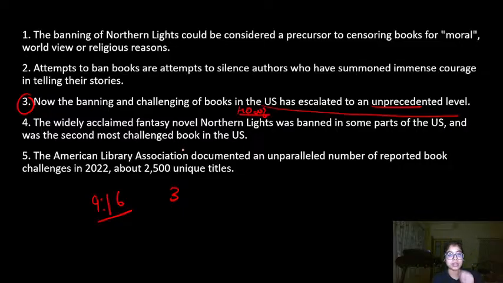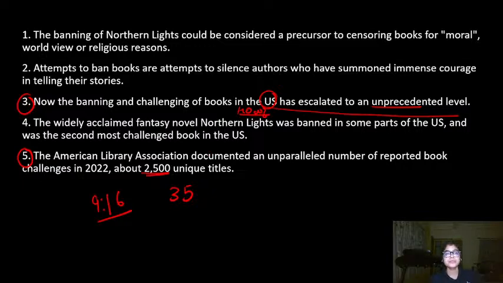Okay. The next one possibly would be some company in the US, so it should give you evidence of how and why it has increased. Fifth is doing exactly that. Okay, the American Library Association documented a big number of banning of books. So the next sentence should be the fifth one. So 3 and 5 should be the chronology.